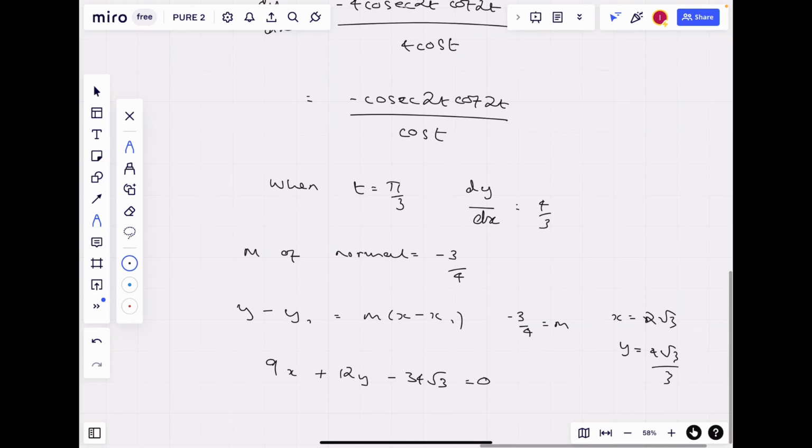But yeah, there you go. All you need is the rule. As long as you have the rule, you can do parametric differentiation.